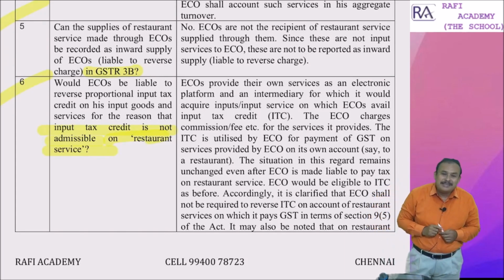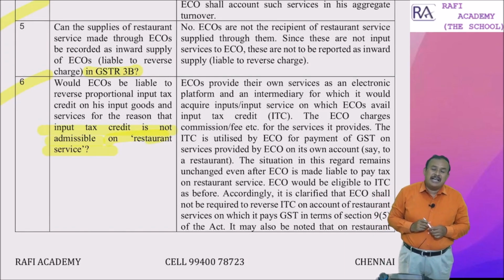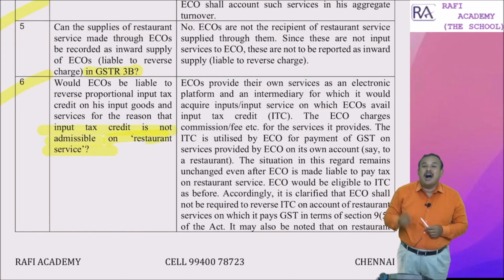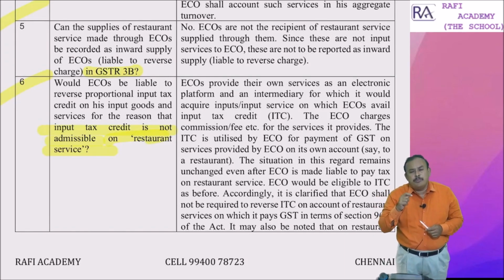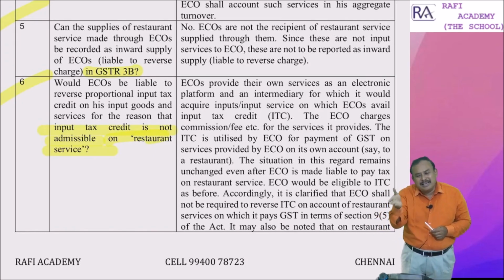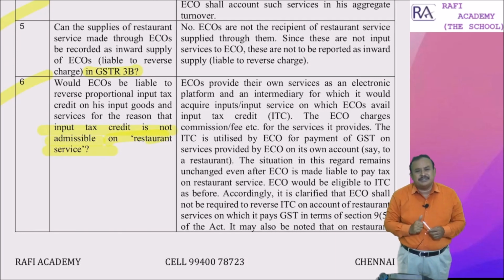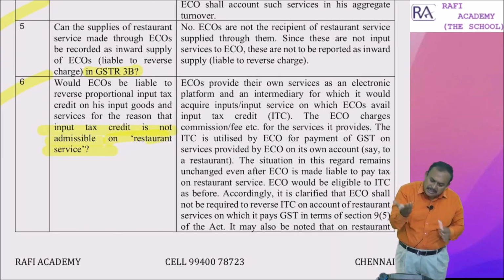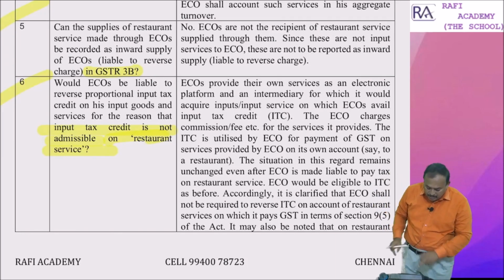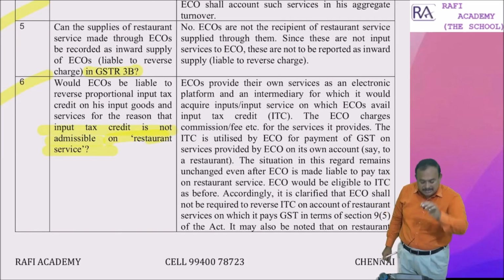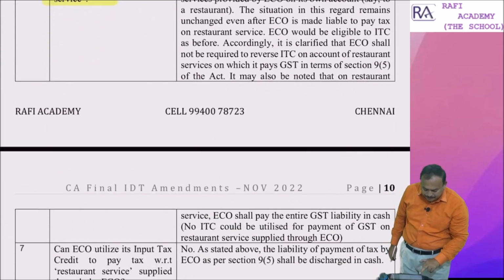The e-commerce operator is now paying the GST under section 9(5) as they are providing restaurant services. Are they required to reverse their input tax credit? Not required. They are going to pay the GST under reverse charge, pay by electronic cash ledger, and whatever credit they were availing earlier can be continued to avail. No need to proportionally reverse the credit is the meaning of that.